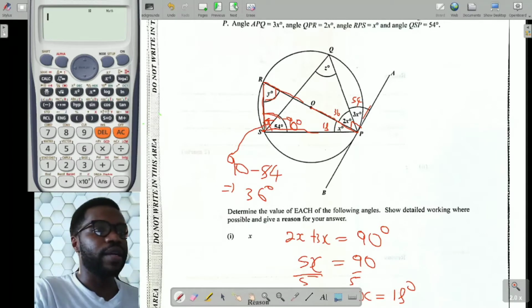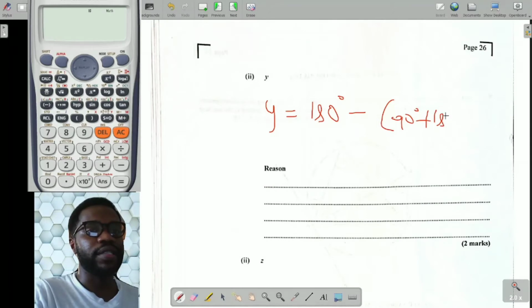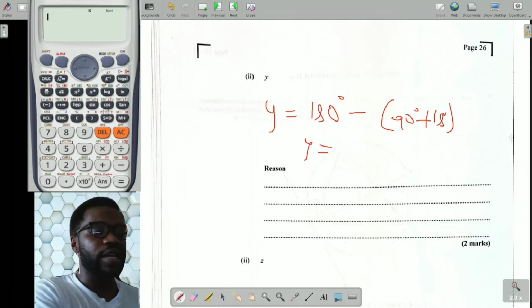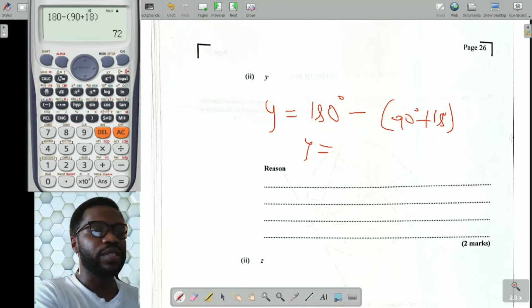So let's go back. So it's 180 minus 90 plus 18. So y is equal to, and here's a chance for you to bring in your calculator. You don't even have to do much work here. So 180, you put a bracket in there because you need 90 to be added to 18 first before it subtracts from 180. So that's 72 degrees. So y is 72 degrees.